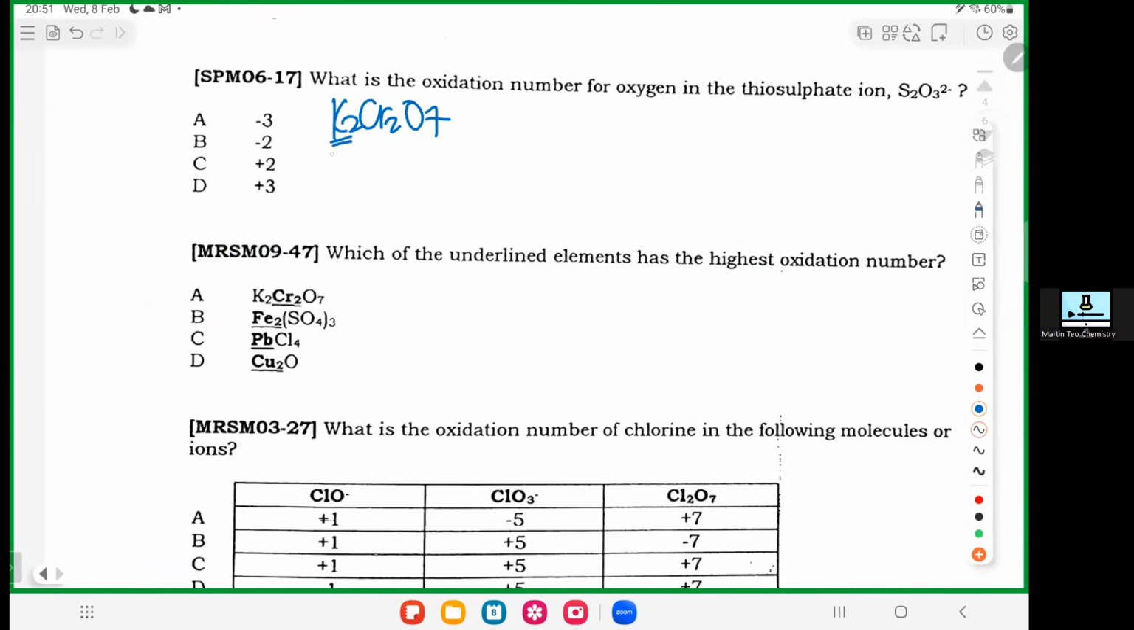K2Cr2O7, same thing. K is +1, you have 2 of it. Chromium, don't know, you have 2 of it. Oxygen is -2, you have 7 of it. Add together equal to total charge 0. So the chromium is +6. Now the tricky part is the next one.